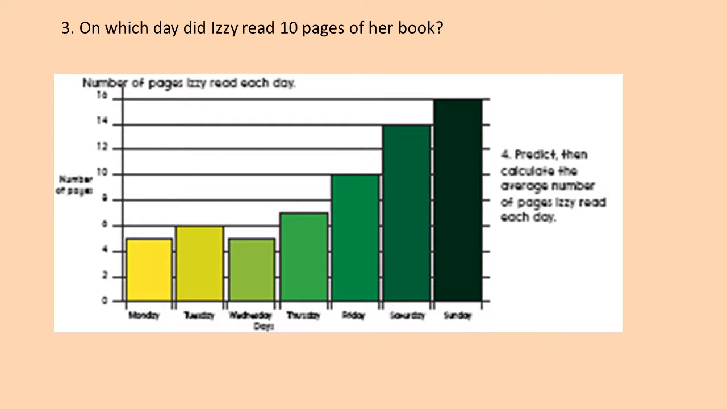Question number 3. On which day did Izzy read 10 pages of her book? So hopefully you can use this graph and work out which day Izzy read 10 pages of her book. And then question number 4, I'd like you to predict and then calculate the average number of pages Izzy read each day. So just by looking at those numbers, could you roughly predict what her average might be and then actually work it out properly? The answers will be on the next page, so good luck with those.